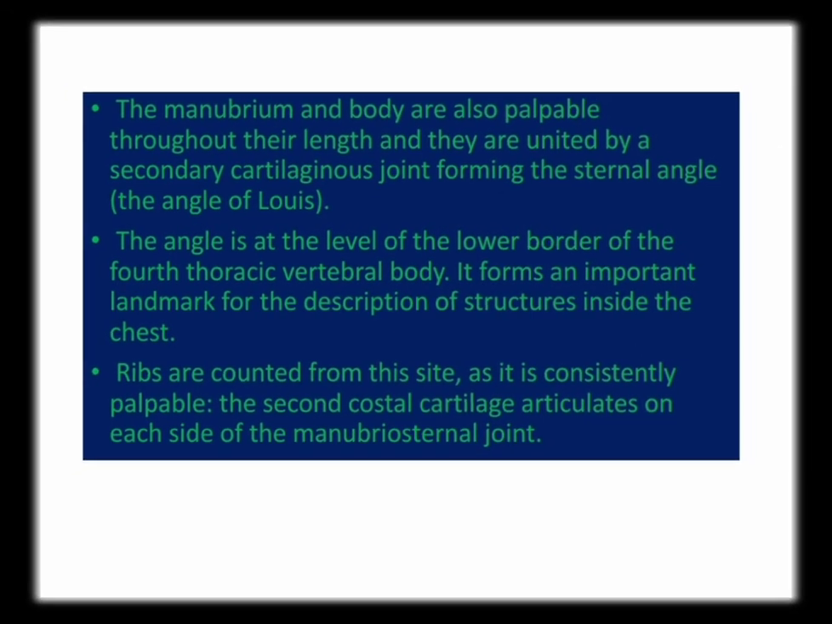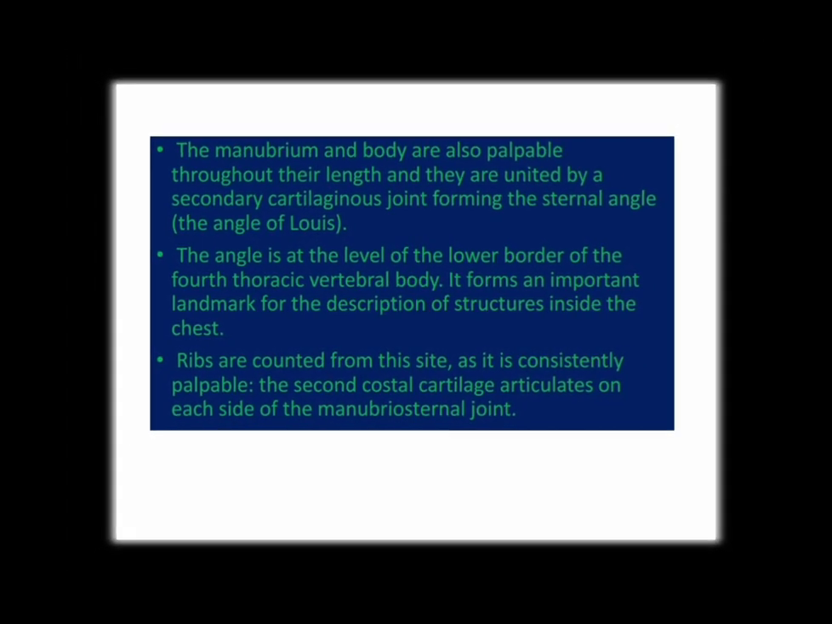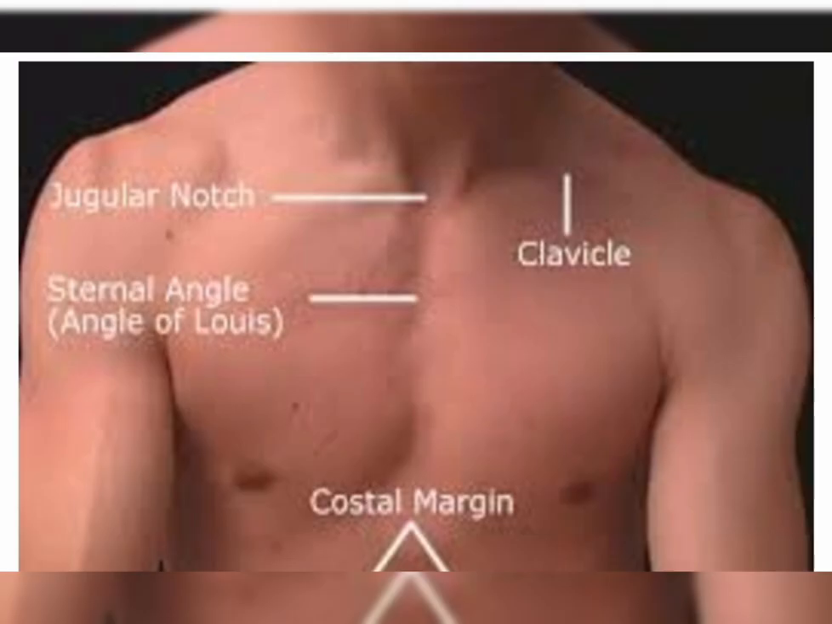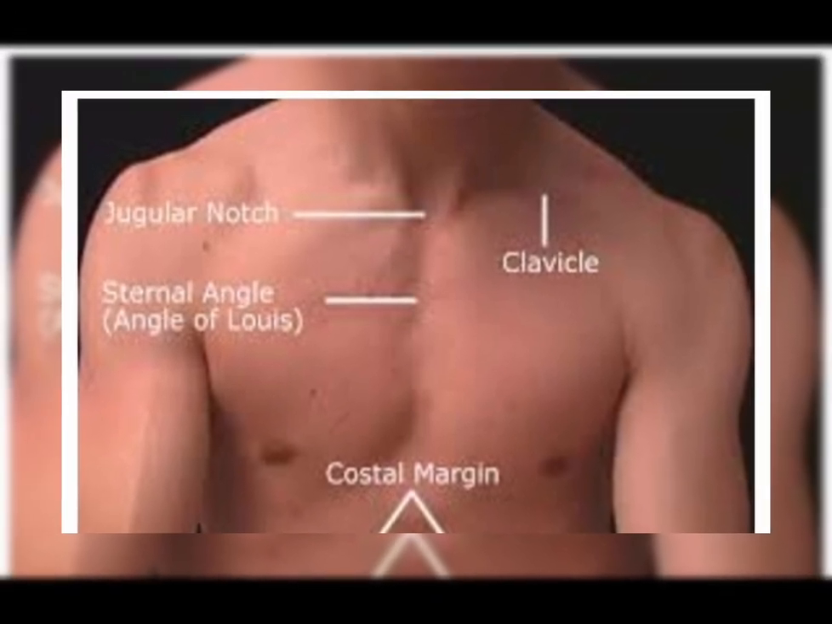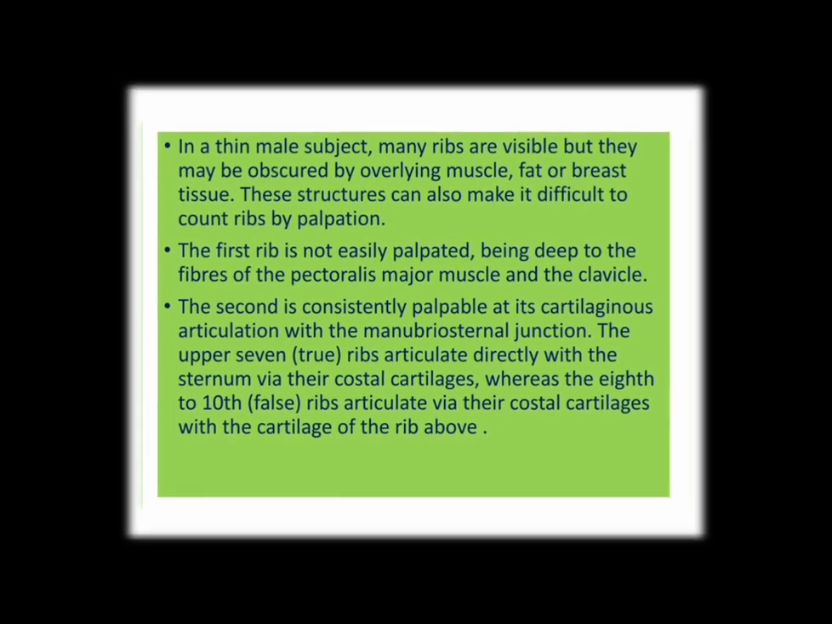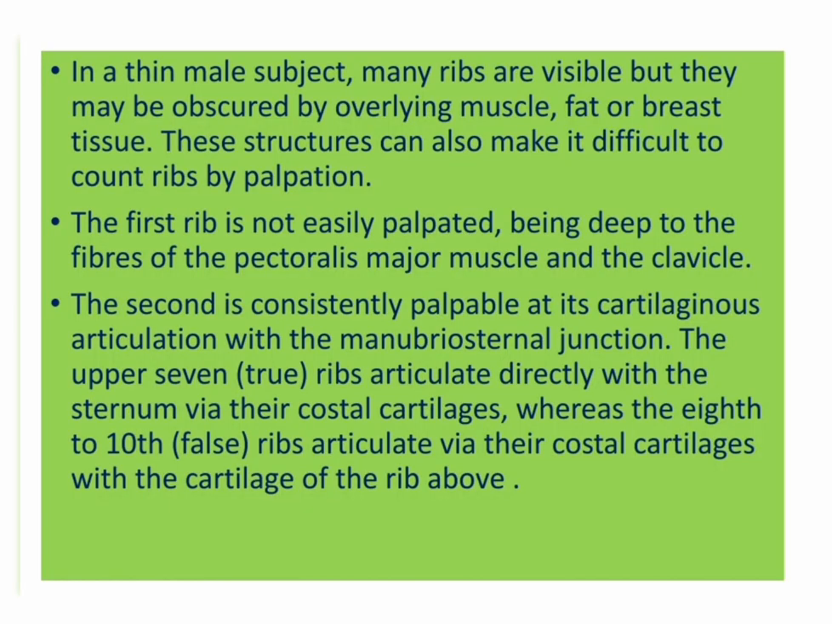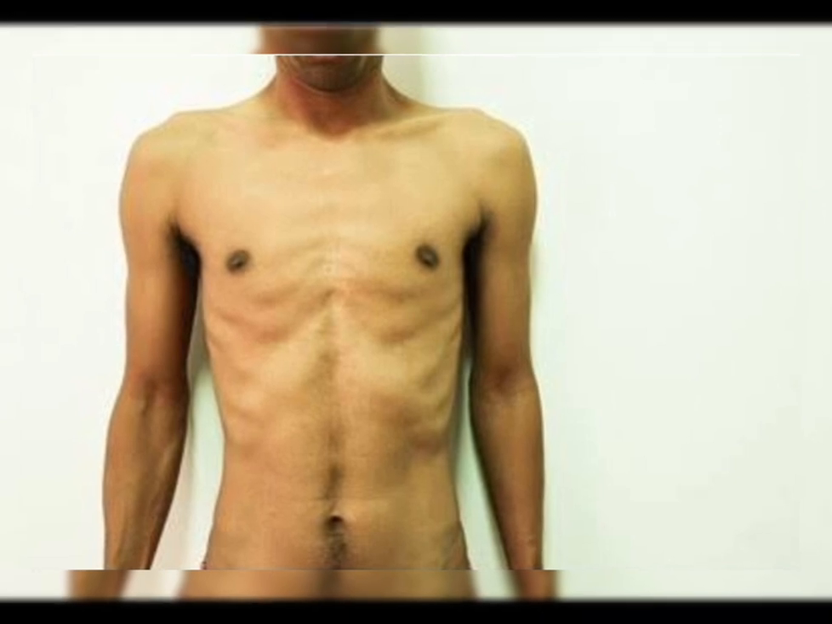The angle is at the level of the lower border of the fourth thoracic vertebral body. It forms an important landmark for the description of structures inside the chest. Ribs are counted from this site as it is consistently palpable. The second costal cartilage articulates on each side of the manubriosternal joint. In a thin male subject, many ribs are visible, but they may be obscured by overlying muscle, fat, or breast tissue. These structures can also make it difficult to count ribs by palpation.